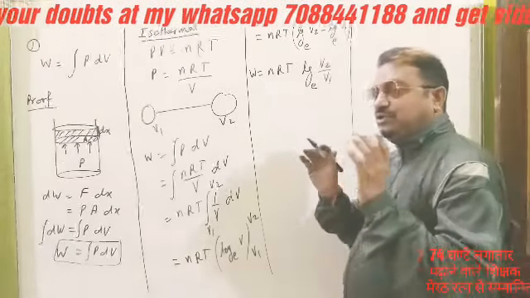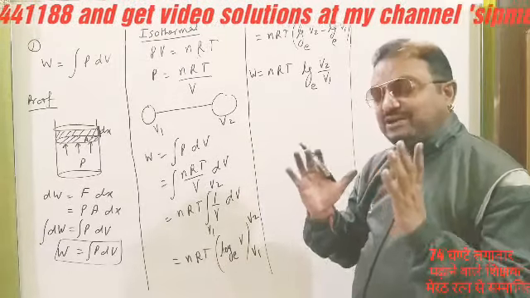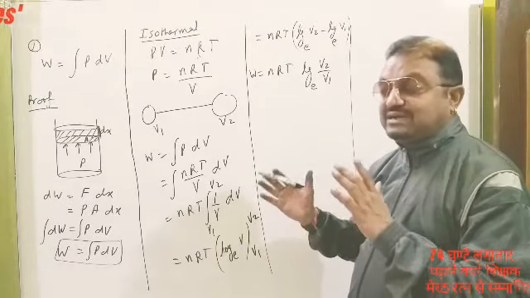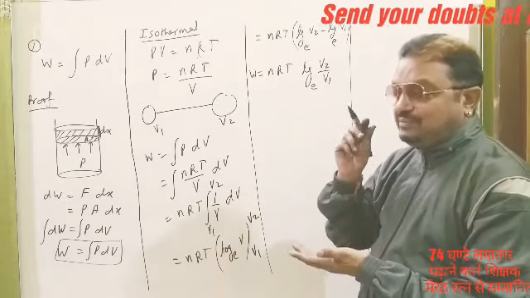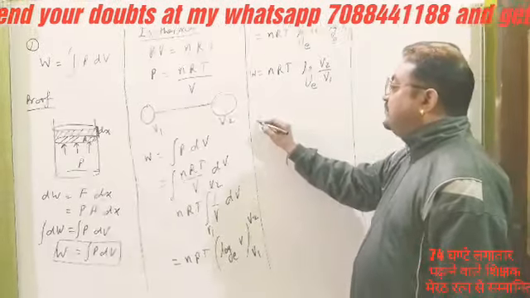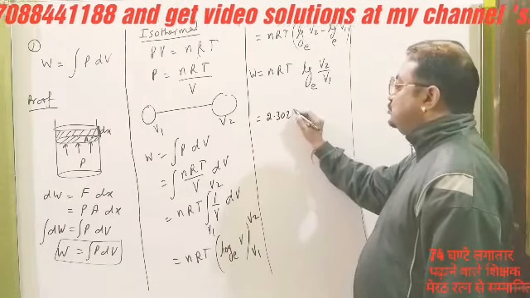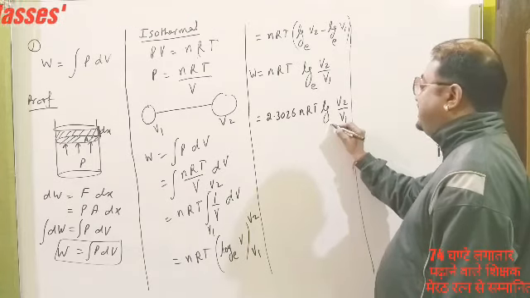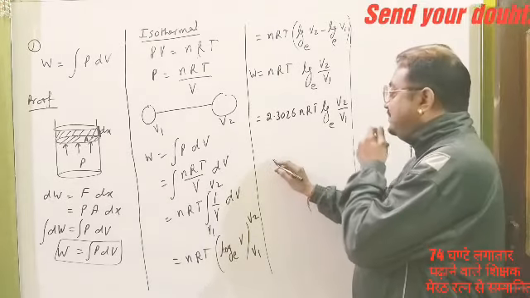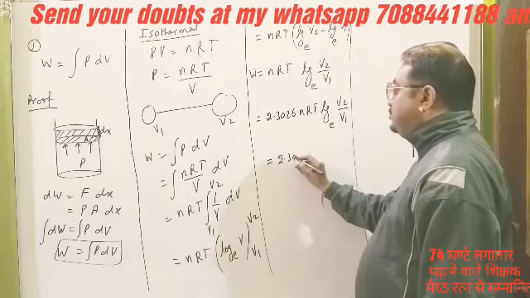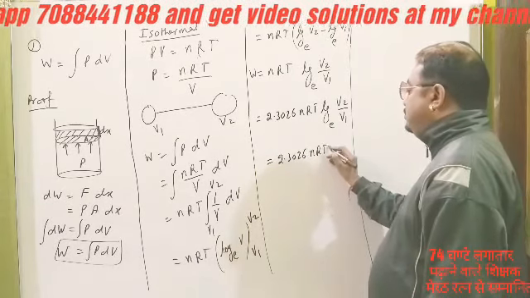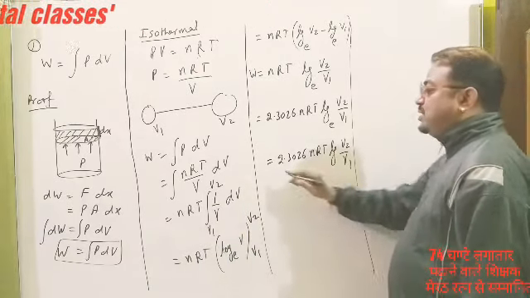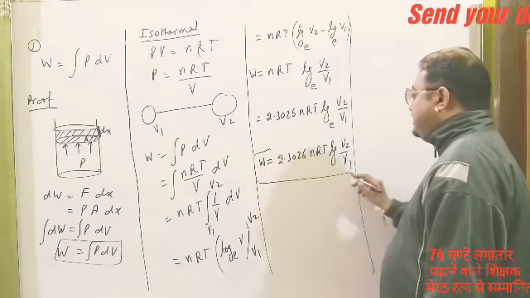Whatever is your value, you have to see the log table. But all log tables present in class 11th and 12th, whatever are given in board exams, are based on base 10. Therefore, we must write 2.3026 nRT log V2 upon V1. Now it is base 10. So we can write 2.3026 nRT log V2 upon V1. There is no need to write the base now, because whenever no base is written in India, it means it is base 10.